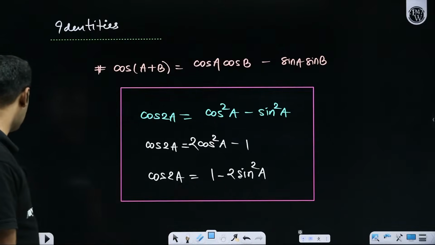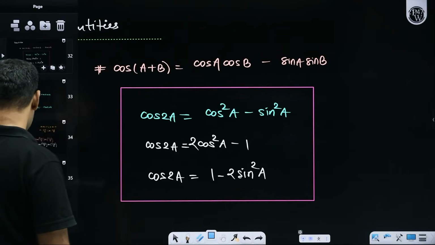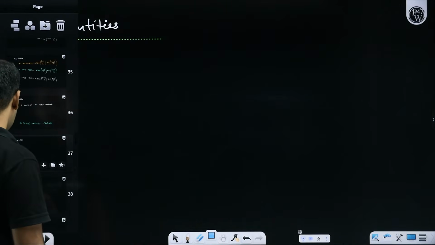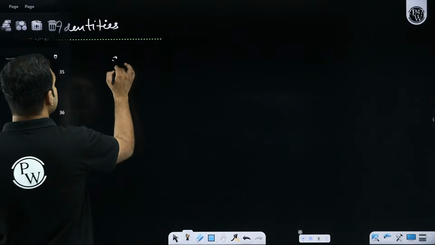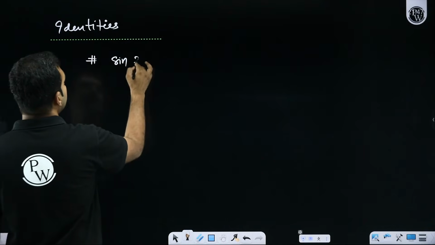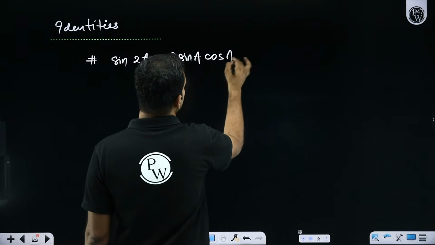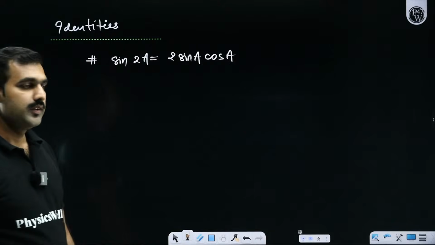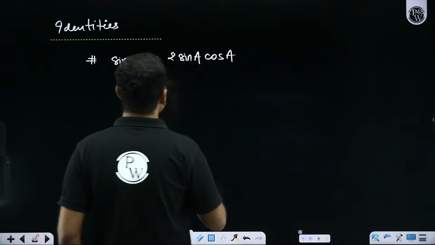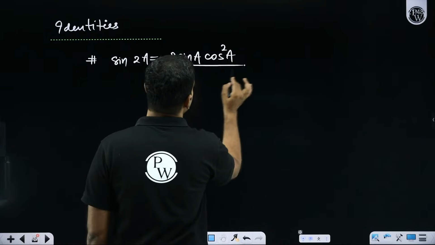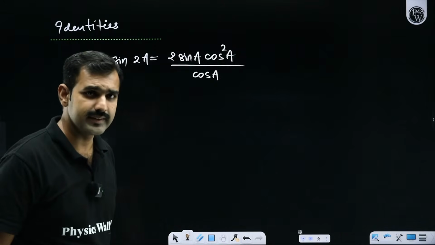Okay. I'll come back to this one. Remember that one? Sir, which one? The one which I told you there, when I mentioned that sin 2A is 2 sin A cos A. Yes or no? Sir, what if we multiply numerator and denominator both by cos A? If I multiply it by cos A, it becomes cos square A. If I divide it by cos A, it becomes this. I hope it is still balanced, isn't it?